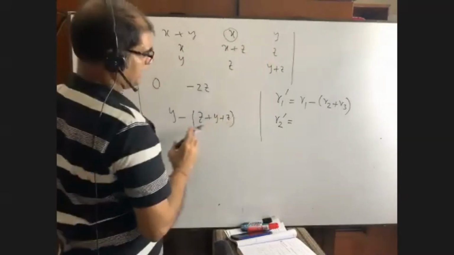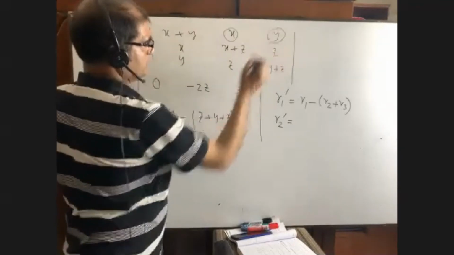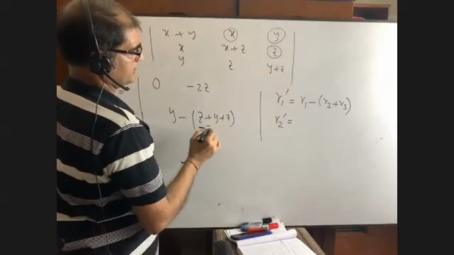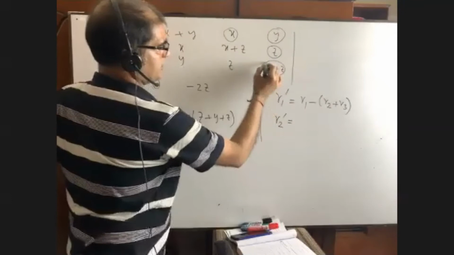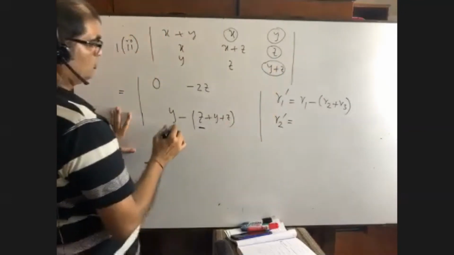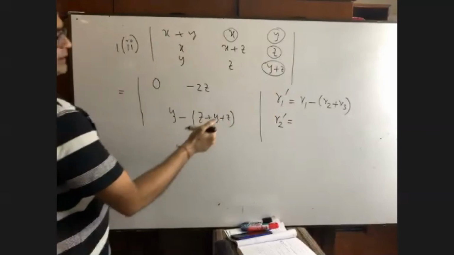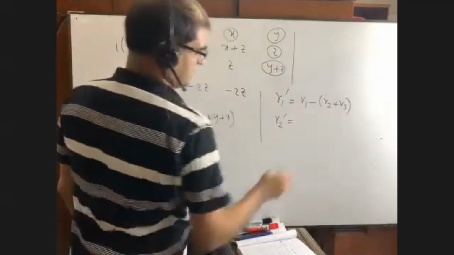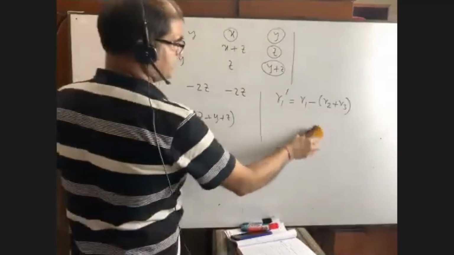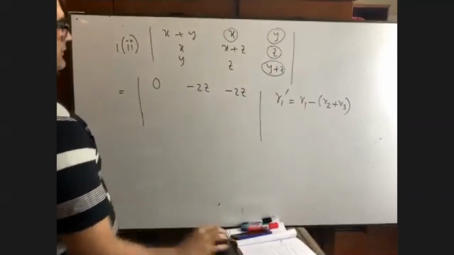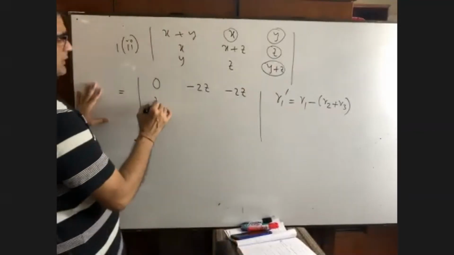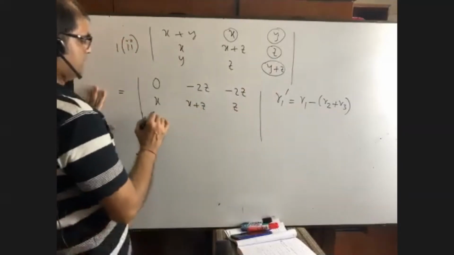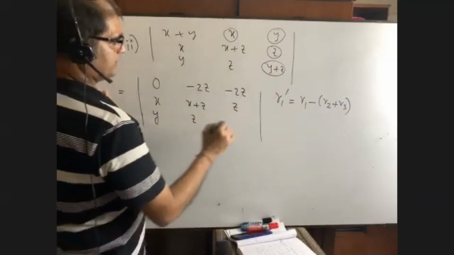Row 1 minus row 2, this is row 2, z. This is row 3, y plus z. Now y will be omitted, so we'll be left with minus 2z. And as I told you, as row 1, row 2, row 3 have been considered, I cannot take it again. X plus z, it is z. Then it is y, it is z, it is y plus z.